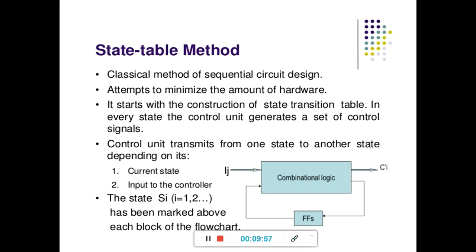Apart from the 10 we have in hand, there are 5. From those 5 states we can generate a control signal. This is called the state table.